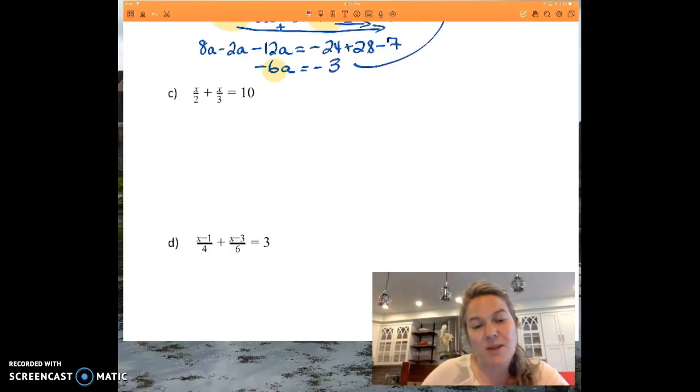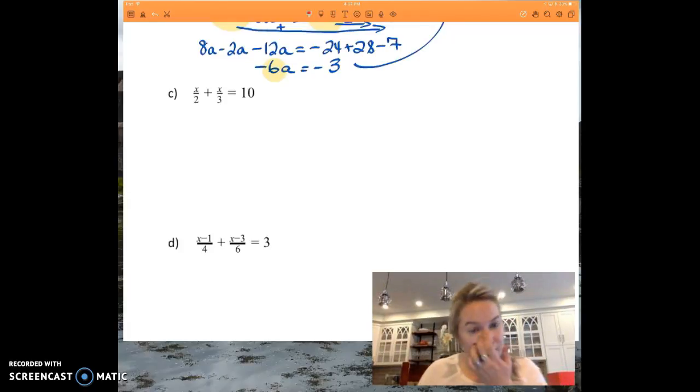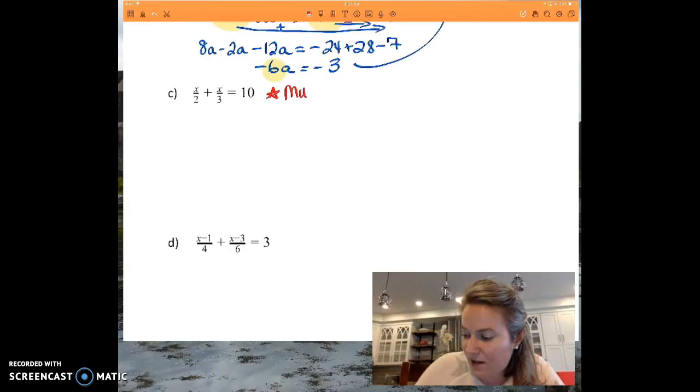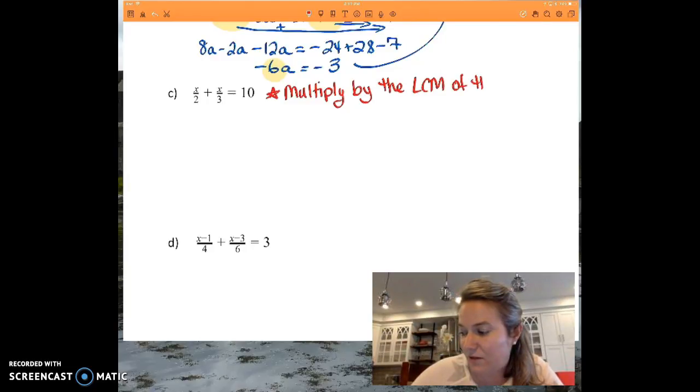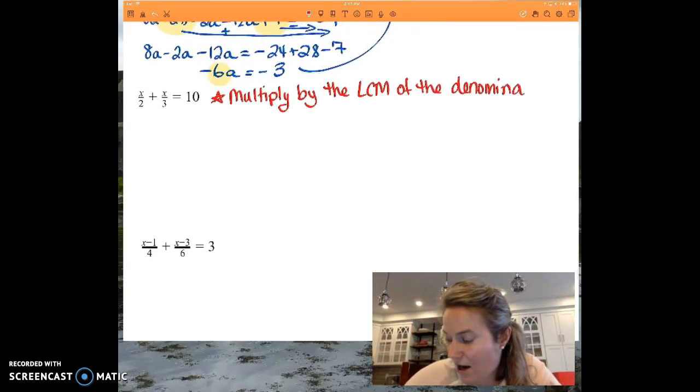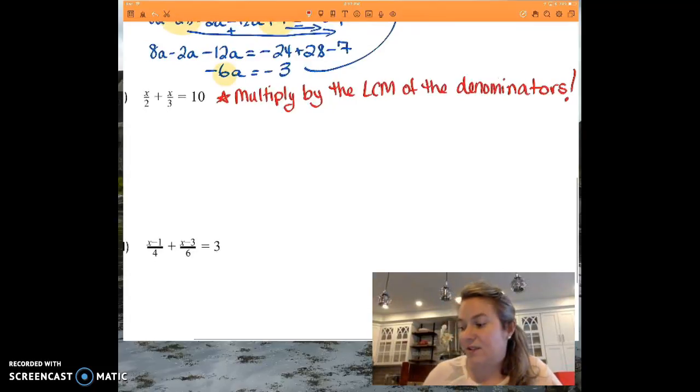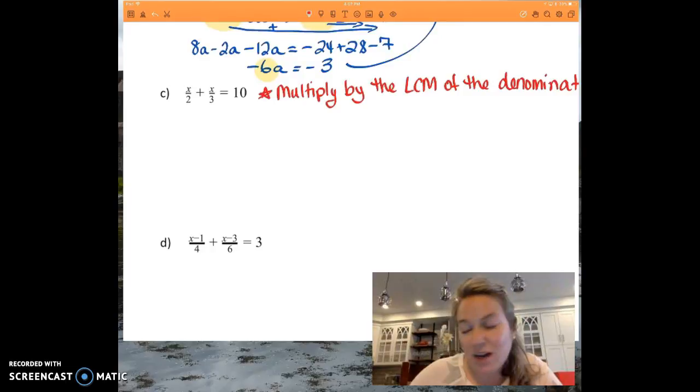But remember, if you multiply the fraction by the denominator, you have to multiply everything else by the denominator. And in the case where you have multiple fractions, you can multiply by the lowest common denominator, and then it just goes away and becomes a regular problem. So I'm going to put a little star here in red, and I'm going to say multiply by the lowest common multiple of the denominators! And watch how this works.